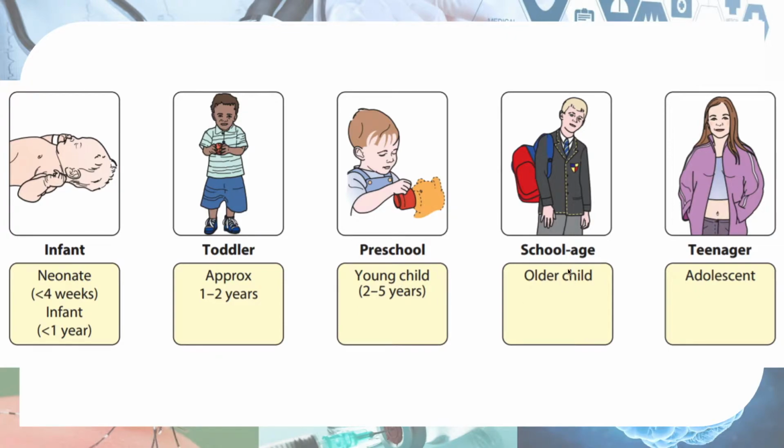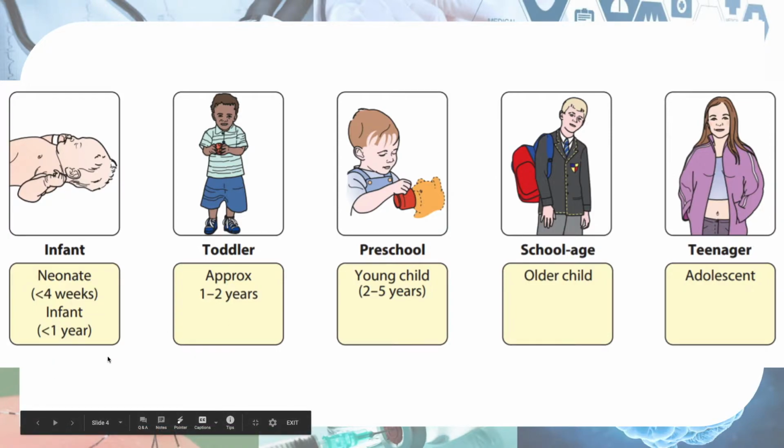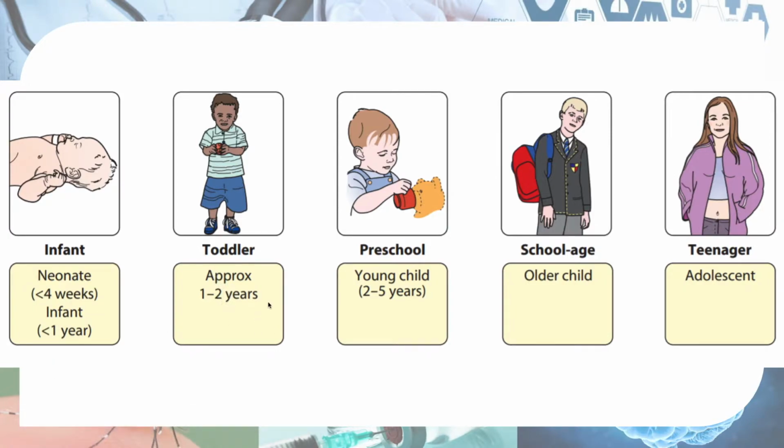So nomenclature first. You have neonate, infant, toddler, then young child or preschool, then school age or older child, and teenager or adolescent. Over here it says neonate is less than 4 weeks, infant is less than 1 year, so I assume 4 weeks to 1 year is infant. Then toddler is 1 year to 2 years. Preschool or young child is 2 to 5 years. School age or older child, they didn't specify the age, and the adolescent also they didn't specify the age. This is from the pediatric textbook.